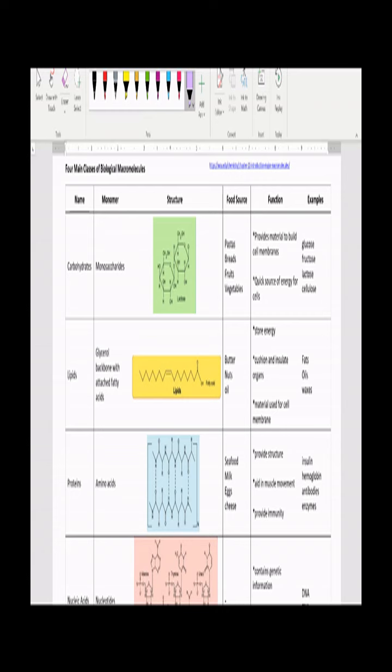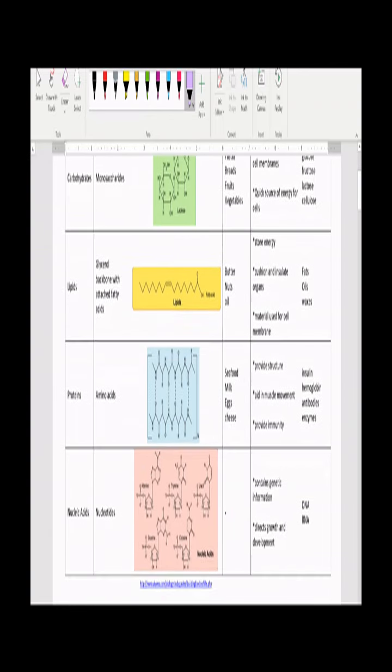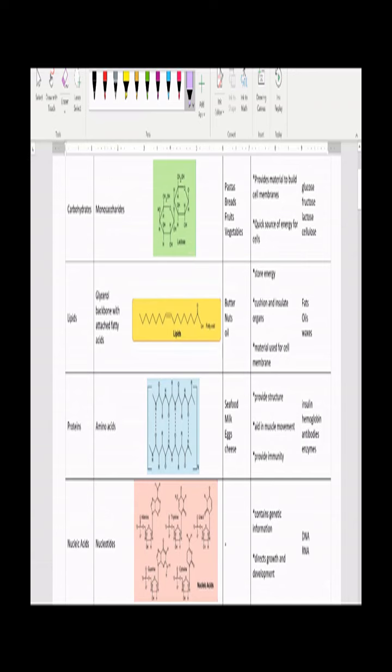They're also good for cushioning and insulating our organs, and some of the materials can be used for cell membranes. Some examples, like we said, are fats, oils, and waxes, which are all good examples of lipids. Where they come into play in the cell membrane, like we mentioned, is the phospholipid bilayer.